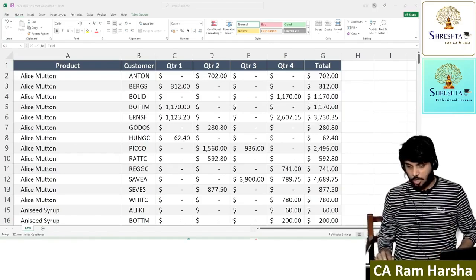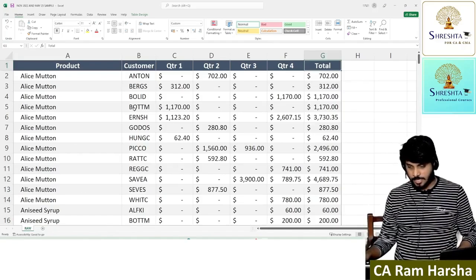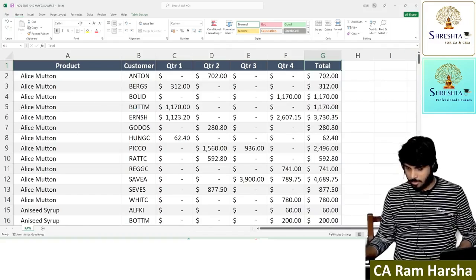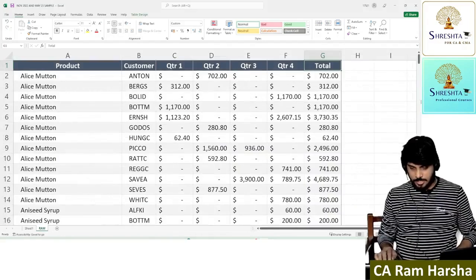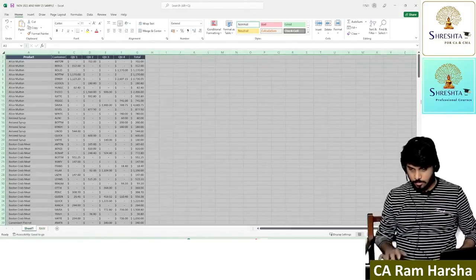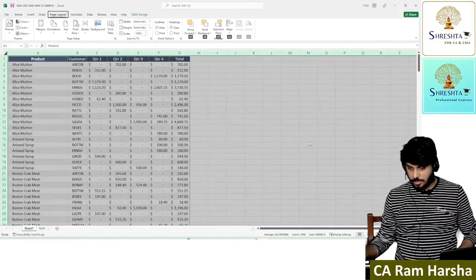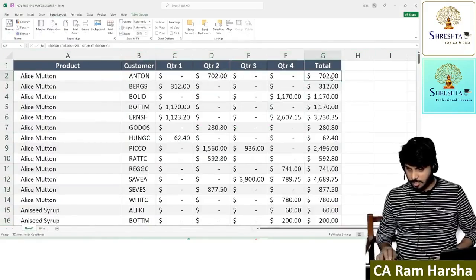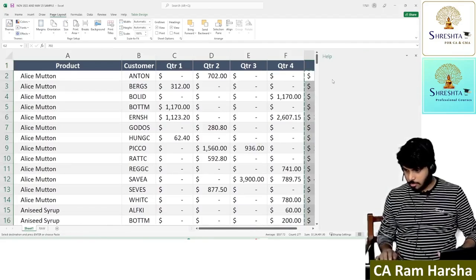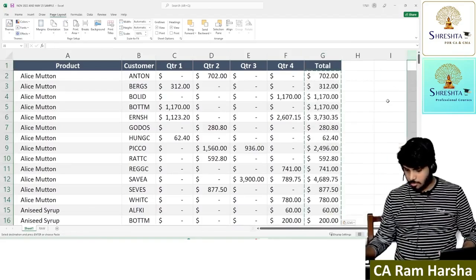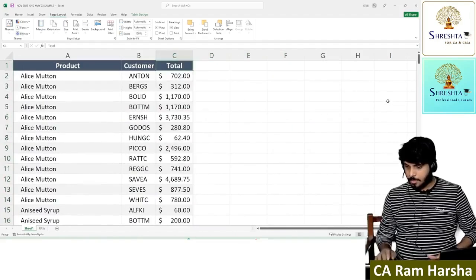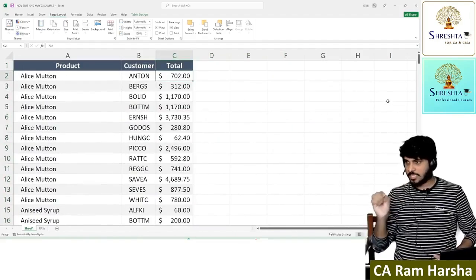Now I'll copy this entire data. This is the raw data. I'll copy this entire data onto another sheet. You see, this is the data which I'm copying to another sheet. I'll zoom in, and I'll remove this column. So this is the total sale value, the customer and the product.